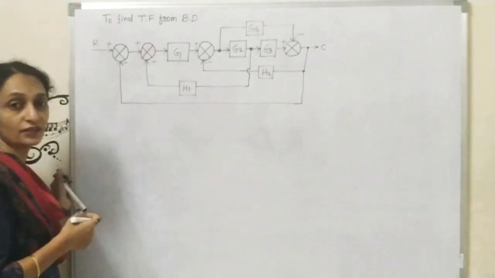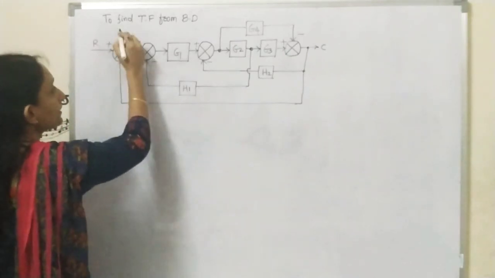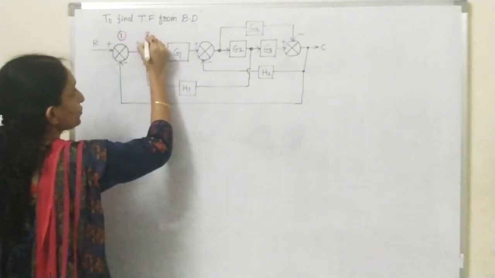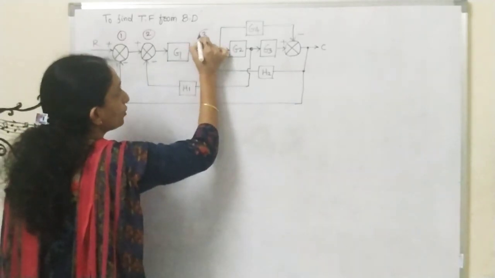First we need to find the number of nodes. Look at this. Here a summing point is there, so I will consider node number 1. Here again a summing point, so node number 2. Then see here, one more summing point, node number 3.